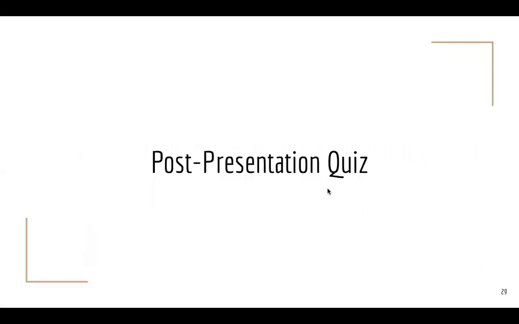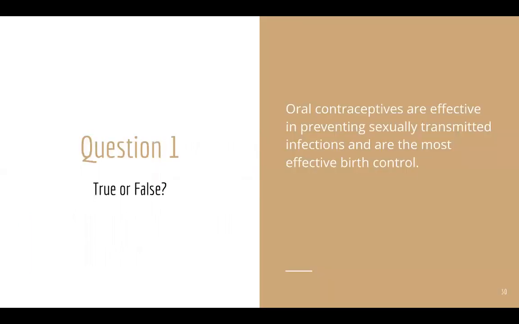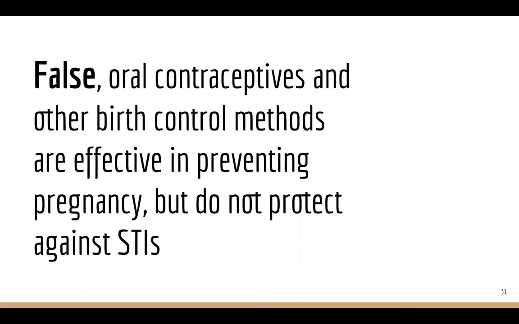This is the post-presentation quiz. We will go over some questions. Question 1 is true or false: oral contraceptives are effective in preventing sexually transmitted infections and are the most effective birth control. The answer is false. Oral contraceptives and other birth control methods are effective in preventing pregnancy, but do not protect against STIs.